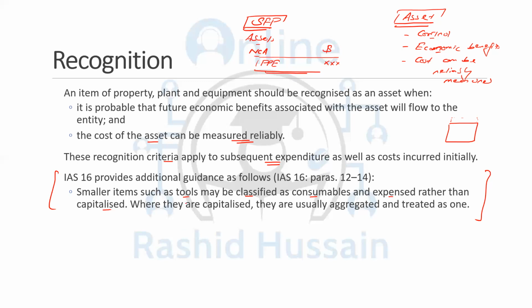So smaller items such as tools, you're not going to capitalize that. You're going to treat that as consumables. For example, whenever I'm teaching in the class, not online, on the campus, I have many things within the class which are consumable. For example, the board markers are treated as consumable. You're not going to treat board markers as a non-current asset. We have the dusters, cleaners. So smaller items such as tools may be classified as consumables and expensed rather than capitalized.